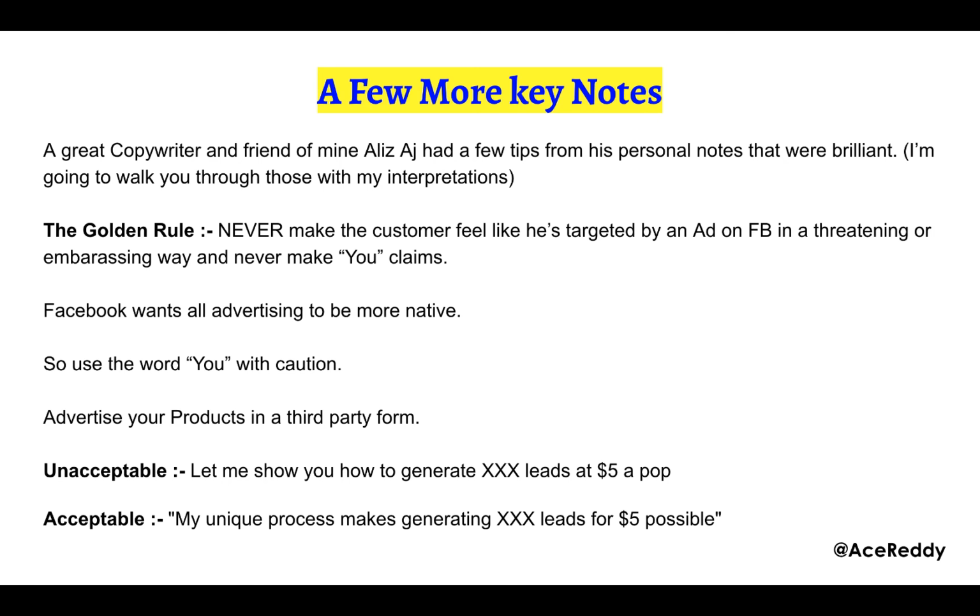For example, "Let me show you how to generate XXX leads at $5 a pop" is completely unacceptable because it's a you claim. That whole sentence, "Let me show you how to do X," will get you banned, because you're making a claim. If you don't keep your claim, Facebook knows the customer is going to be upset at you and ultimately at them. What is acceptable, however, is when you talk about yourself: "My unique process is generating XXX leads for $5 a pop."